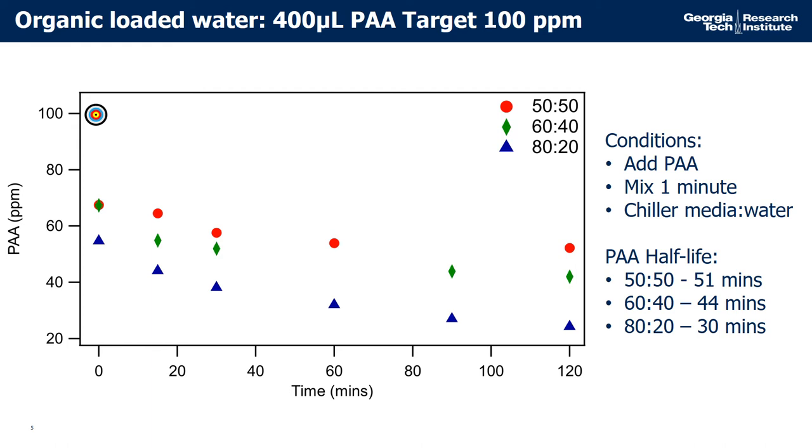For the 60-40 mix, a similar trend is apparent. 32% of the initial PAA is consumed within the first minute. This loss slows down, and after 120 minutes, 42 parts per million remain, meaning that 58% of the PAA is consumed. Finally, for the 80-20 mix, there is a larger initial loss of 45% of the PAA within the first minute. The PAA for this mixture was consumed at a higher rate than the others due to the higher carbon load. After 120 minutes, 75% of the PAA was consumed.